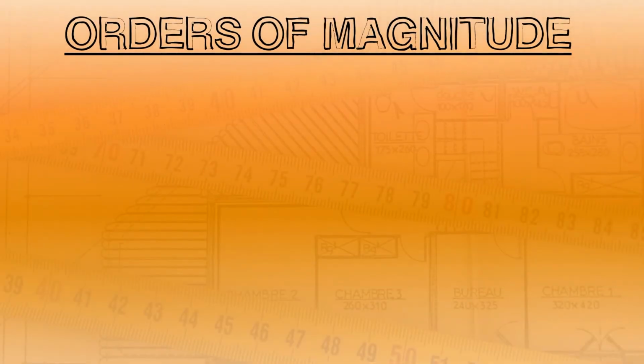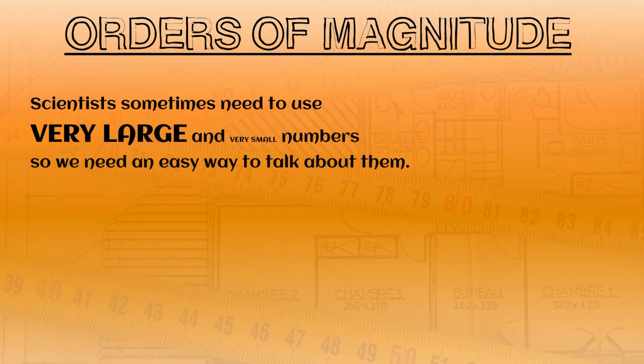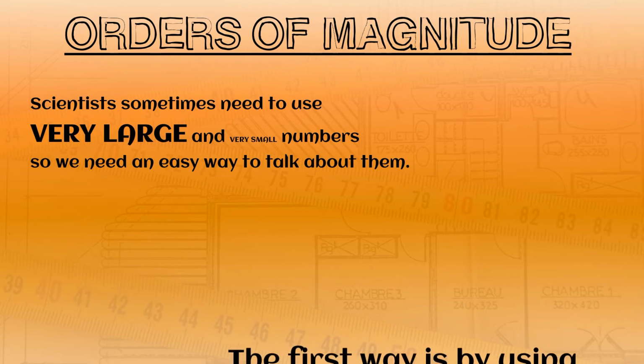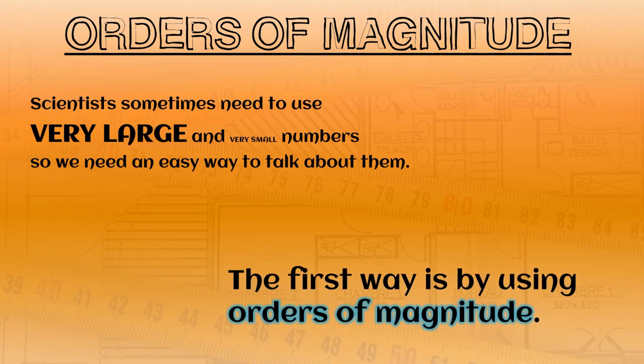So, orders of magnitude are ways of using very large and very small numbers. Sometimes in science we are dealing with millions, billions, trillions, or even larger numbers. The first way we have of doing this is to use named orders of magnitude.